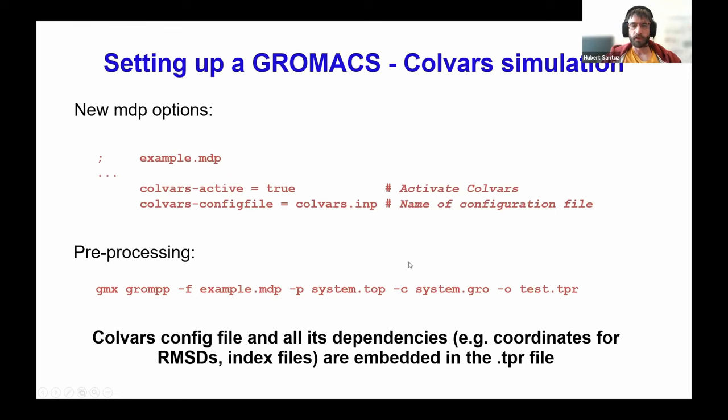One thing to know is that, as Giacomo showed, inside your Colvars configuration file you can have external files like index files, coordinates for RMSD, or some other files. All these external files will be embedded and stored inside the TPR file at the end of the pre-processing, meaning that once the TPR is created, this is the only file you need to run the simulation, and this is in the spirit of the GROMACS philosophy.